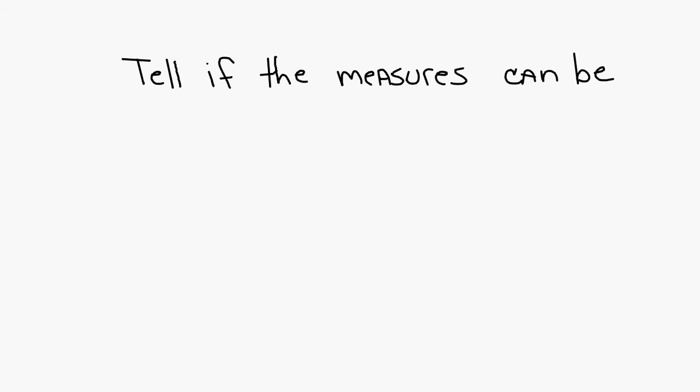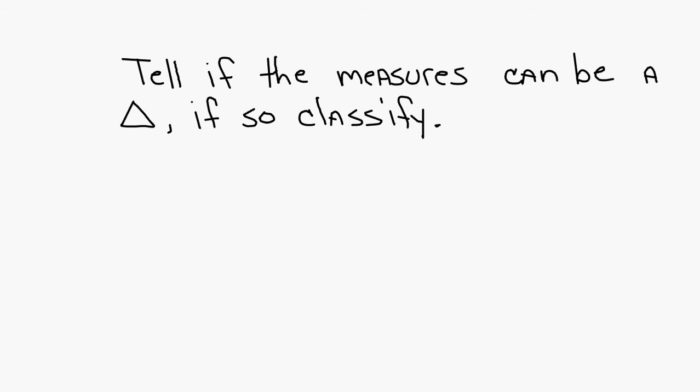The second part of the assignment, you are going to be asked to tell if the measures can be a triangle. If so, classify. And what they're saying is classify it as a right triangle, an acute triangle, or an obtuse triangle. So if they give you three values, and let's say they give you a 7, 12, and 16.